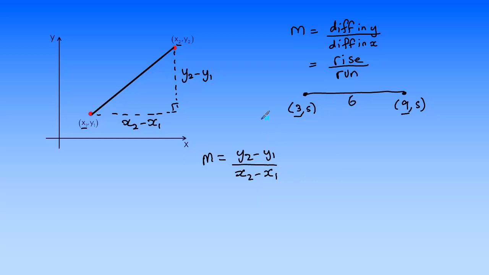And note the order is important here. If this point is x2, y2, this must be the y-coordinate of this point, and the x2 must be the x-coordinate of that point. So the order is important here.